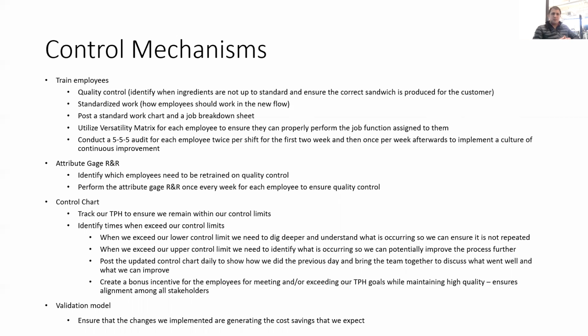And we should make that very visible to our employees so that they can see how they're doing. And we should create some sort of bonus incentive for employees for meeting or exceeding our throughput per labor hour goals while maintaining quality. That will ensure alignment among employees, management, and customers. It's a great incentive, I feel, for the employees. And then we would continue to validate using a validation model to ensure that we're actually generating the cost savings that we expect.